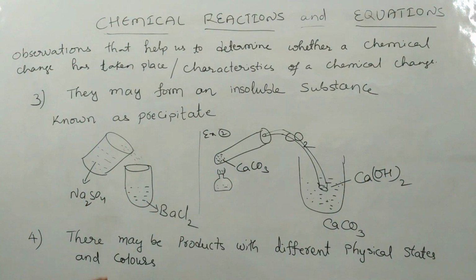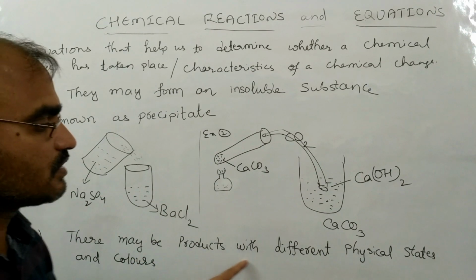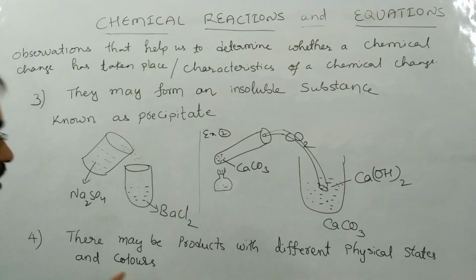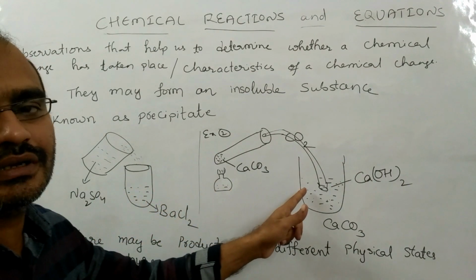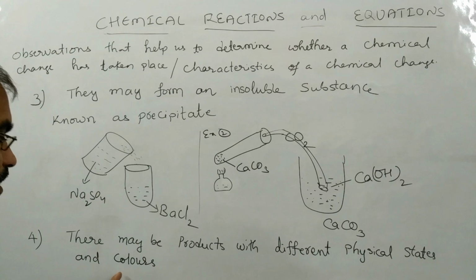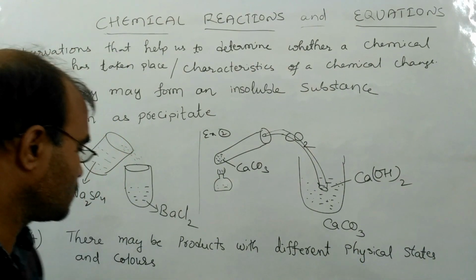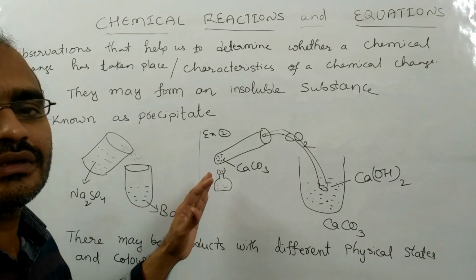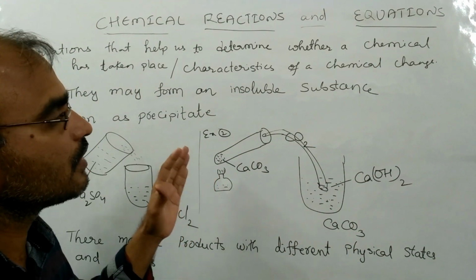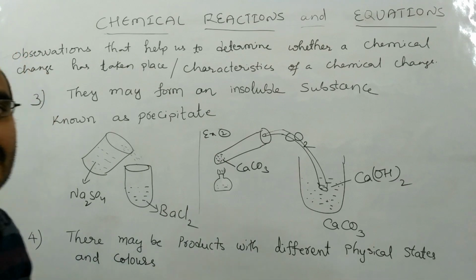And the fourth observation is there may be products with different physical states and colors. We observed here white color new substance, white color new substance. So that is why there may be new substances with different physical states and colors. So by one of the four observations, we can conclude the chemical change has taken place.